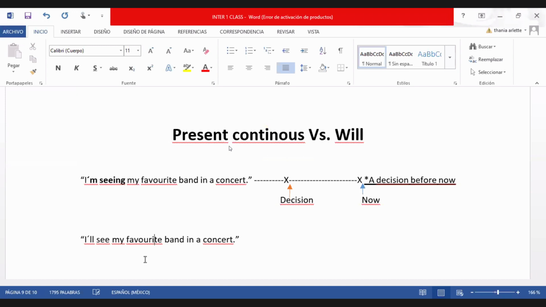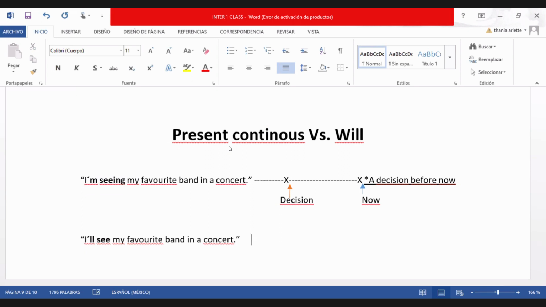Okay. I will see my favorite band in a concert. This is a different idea. I am using the modal auxiliary will. Remember, will is a modal auxiliary, and all the modals are always followed by a verb in the infinitive form. I see my favorite band in a concert. So this one is future and this is also for future.